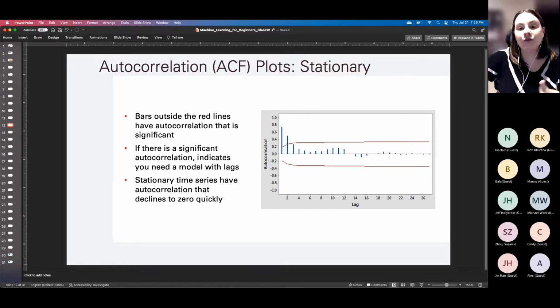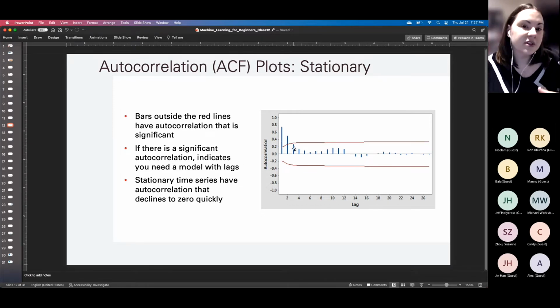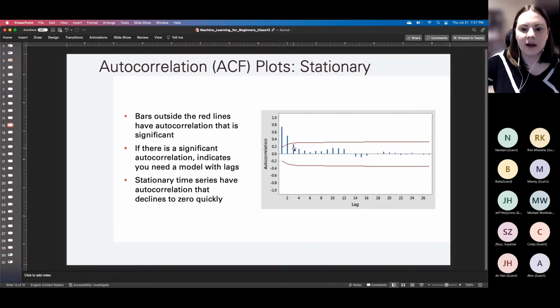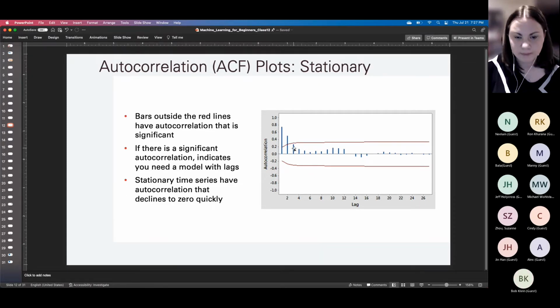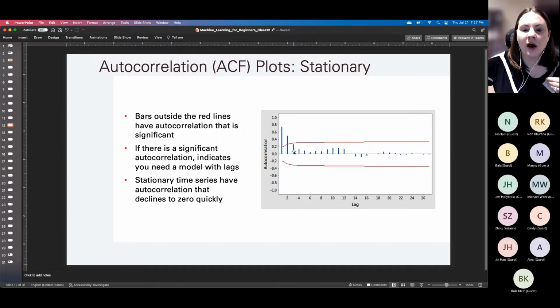And then once you go farther out, by that I mean more lags, they are no longer significant. So basically, when you're 3 data points away from your current data point, they're not highly correlated anymore. That's what this tells us. So the third lag is not statistically significant. We would expect this to go down quickly in stationary data, which is what's shown here in this particular plot. This is stationary.